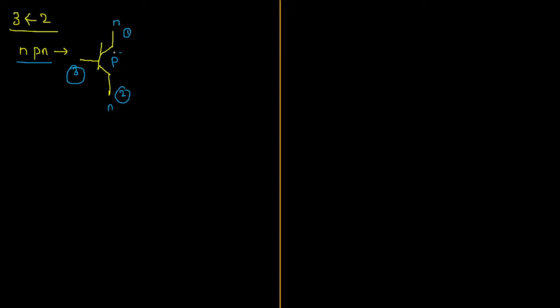Now see there, P, that is the base. We are having the base here, right? So this is N, this is N. So this is basically called the NPN transistor.